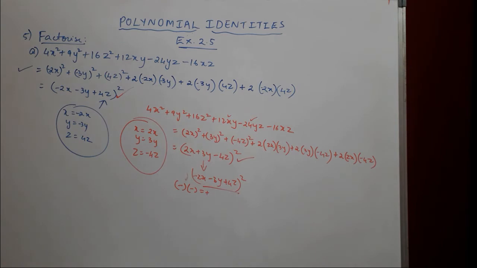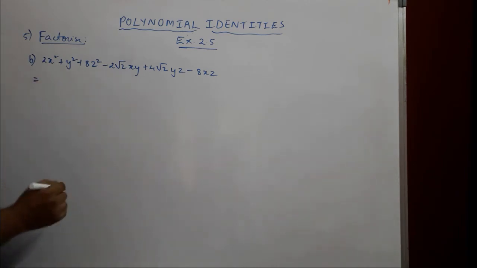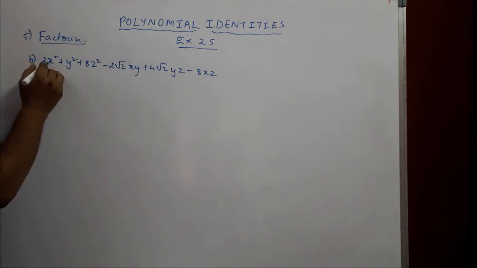Let's solve another one. Our next problem is 2x square plus y square plus 8z square minus 2 root 2 xy plus 4 root 2 yz minus 8xz. So it's in the same form. What we'll do is we need the square of each term. So what would the square of this be?